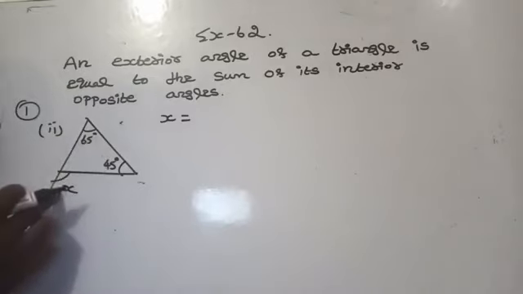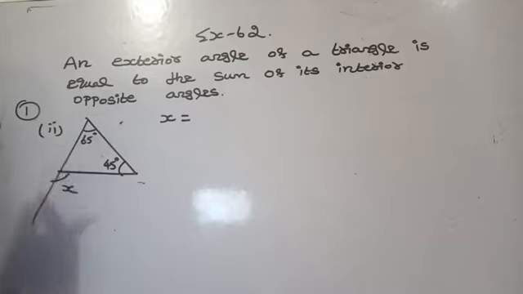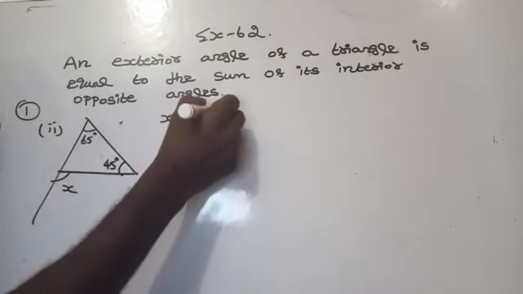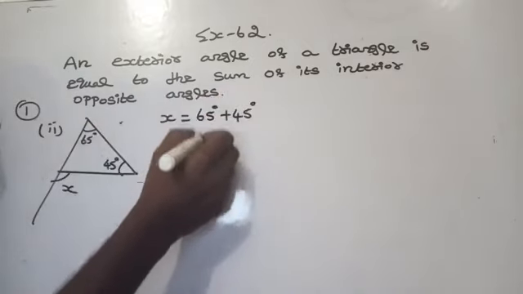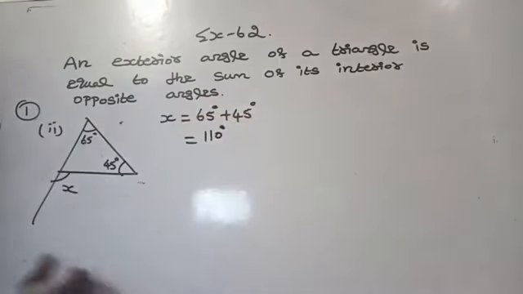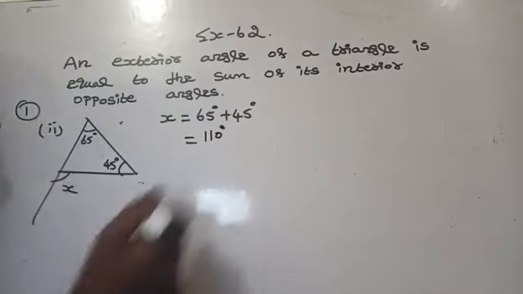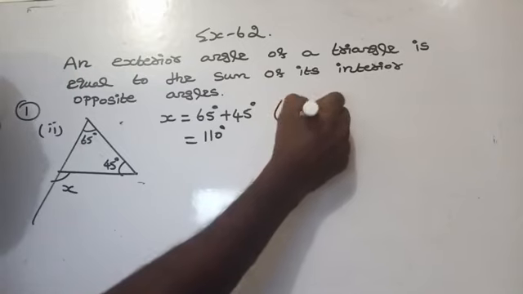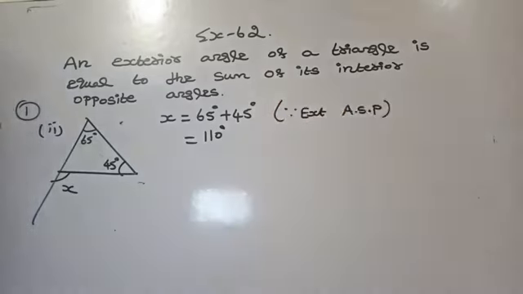Please remember, it is exterior, it is interior. These are the two angles which are opposite to the interior angle. So x is equal to 65 plus 45, that is equal to 110 degrees. If it is 110 degrees, then the other angle will be 70 degrees by using linear pair, since exterior angle sum property of a triangle. Are you getting it? Shall we move to the next part?